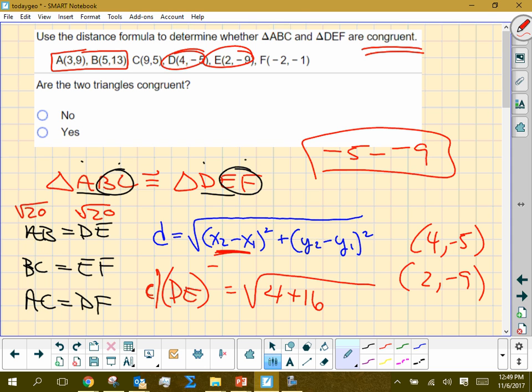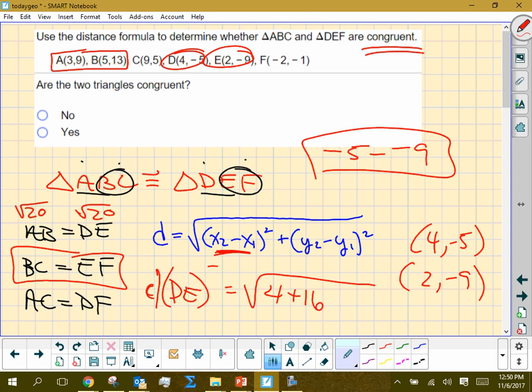Okay? The minus and negative turns into addition. So -5 plus 9 gives you that 4. So, right now, we have a side congruent to a side, right? We need to go through and find BC and EF. And we need to go through and find AC and DF. Does that kind of make sense to everybody? Once we do that correctly, we should recognize whether it's a yes or a no answer.